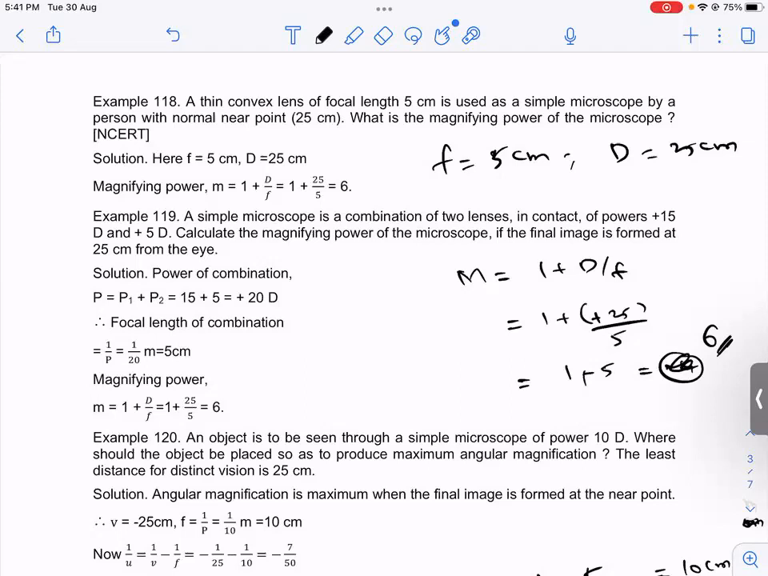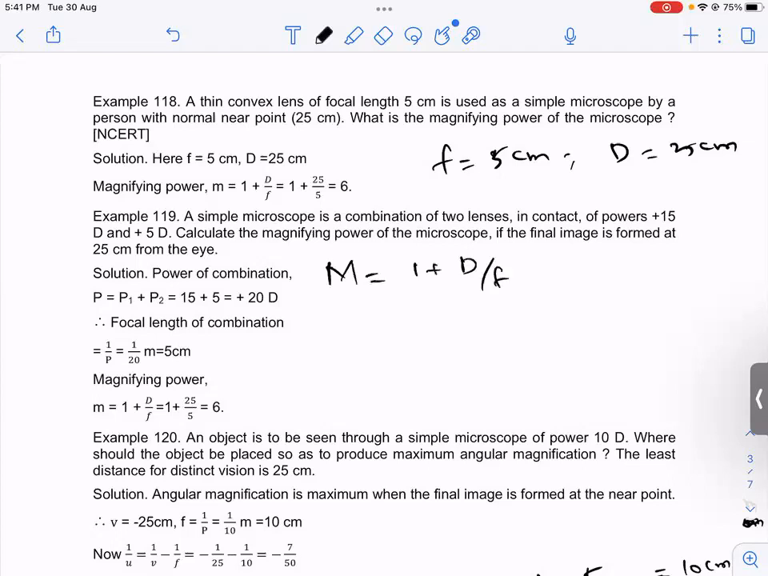So they brought 2 lenses in contact with each other so that the powers of the lenses are plus 15 diopter and plus 5 diopter. Plus power, positive, represents what? It's convex, right? Calculate the magnifying power of the microscope if the final image is formed at 25 centimeters from the eye. So the only thing that you need to know here is the magnifying power, same formula. What is it? M is equal to 1 plus d by f.